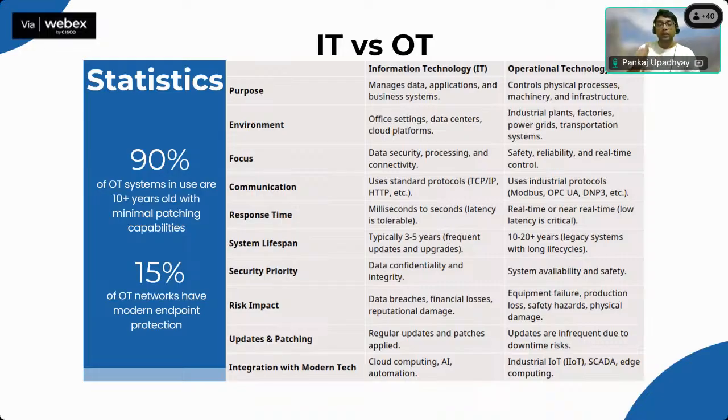IT is more focused on data security, processing, and connectivity, whereas in operational technology, safety, reliability, and real-time control are the focus. What are the standard communication protocols we use in IT? TCP, UDP, HTTPS, SMTP, DNS. And in OT we have Modbus, the Siemens S7 protocol, OPC UA, and DNP3 protocols.